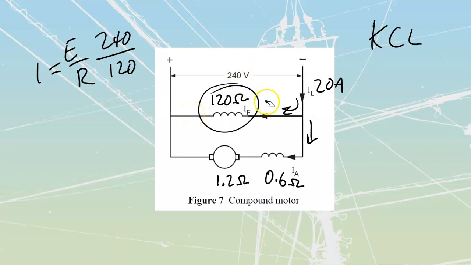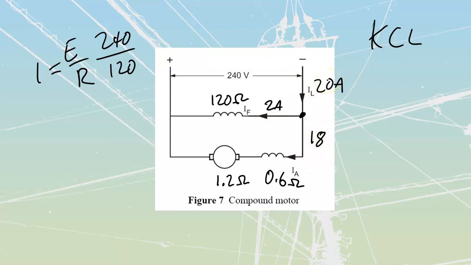Therefore, I'm going to have a current of 2 amperes, 2 amps over there. Well, if I had 20 entering this node and I took 2 out over there, that would mean I'm left with 18 entering over here.